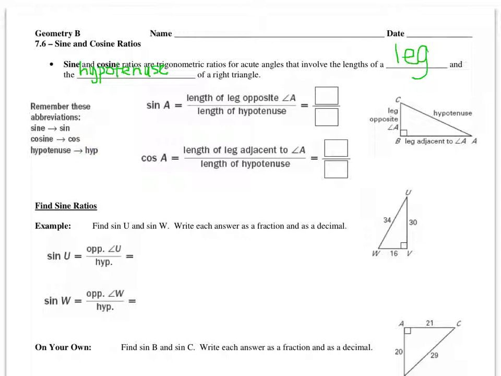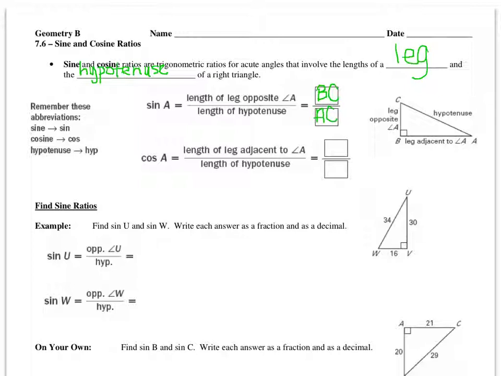Okay, so here's our definitions for sine and cosine. The sine of an angle A is the length of the leg opposite of angle A over the length of the hypotenuse. So here's my angle A right here. The leg opposite it would be right here. That is the leg BC. And the hypotenuse would be right here, and that is AC. And we're talking about the lengths, so we're just going to use BC with no line above it, and then AC.